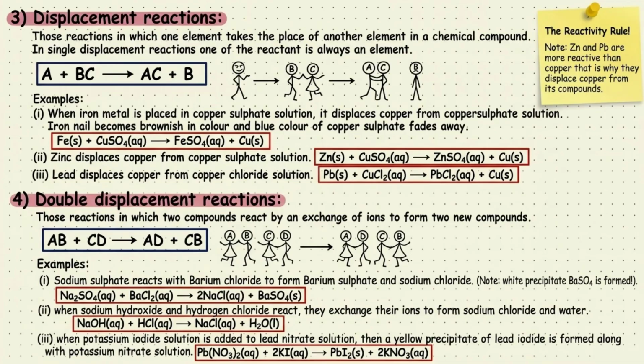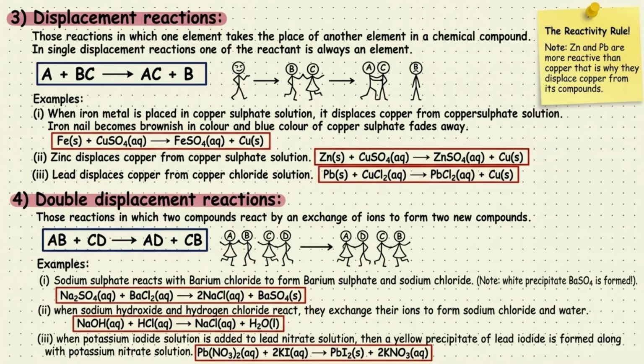Let's see that in example 1. When an iron metal nail is placed in a blue copper sulfate solution, the stronger iron displaces the copper. The iron nail gets coated in brownish copper, and the blue color of the solution fades away entirely. The equation is Fe solid plus CuSO4 aqueous yields FeSO4 aqueous plus Cu solid.